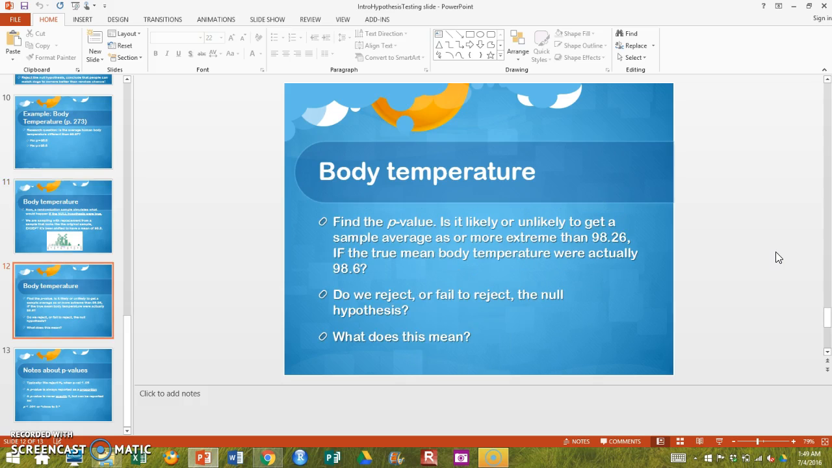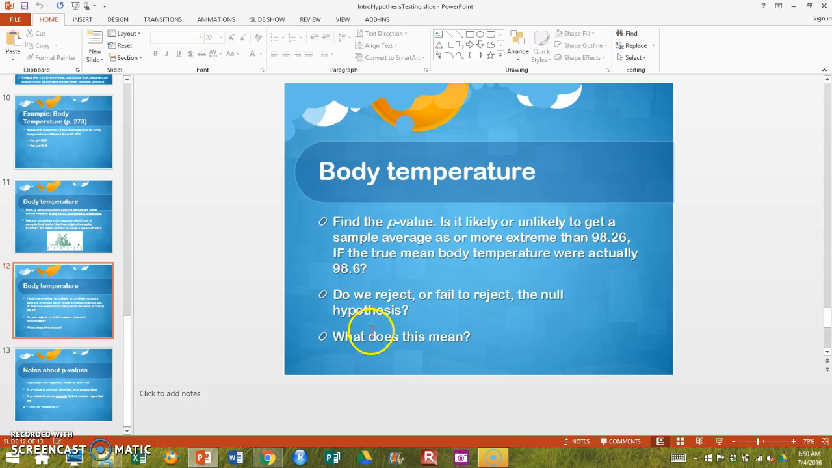And after you do that, you will follow exactly like we just did before. We will find the p-value, and we will say, given that p-value, is it likely or unlikely to get a sample average as or more extreme than 98.26, because that's our true sample value. And then we'll ask the same thing, based on that p-value, do we reject or fail to reject the null hypothesis, and what does that say about our research question?